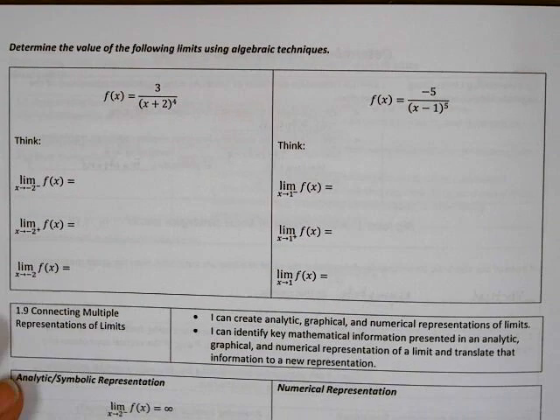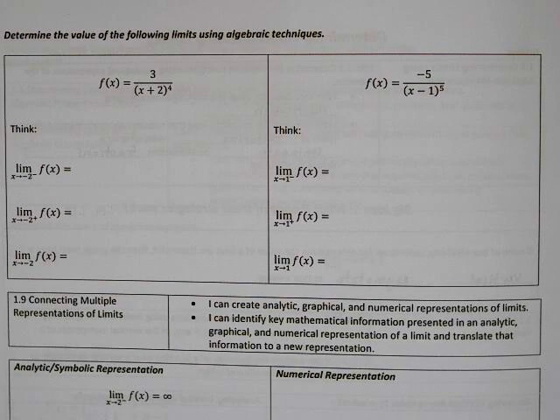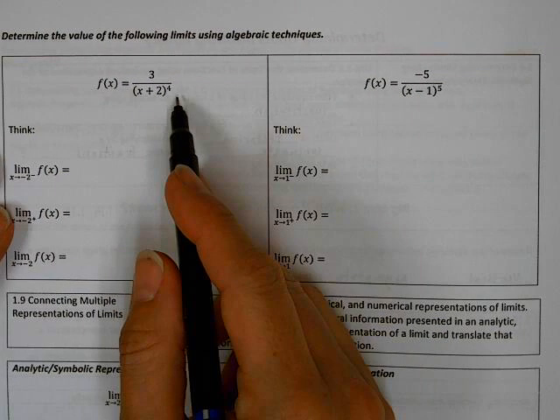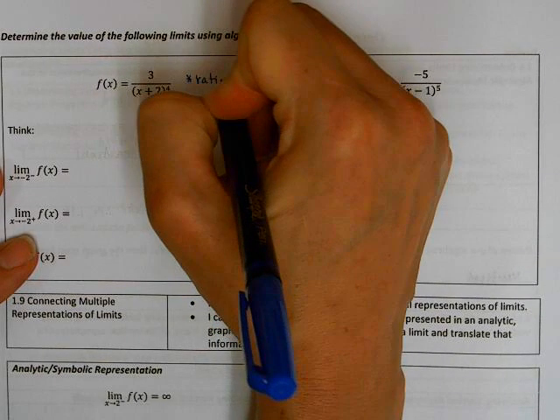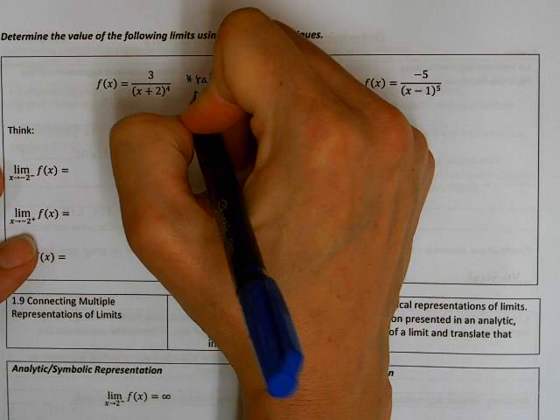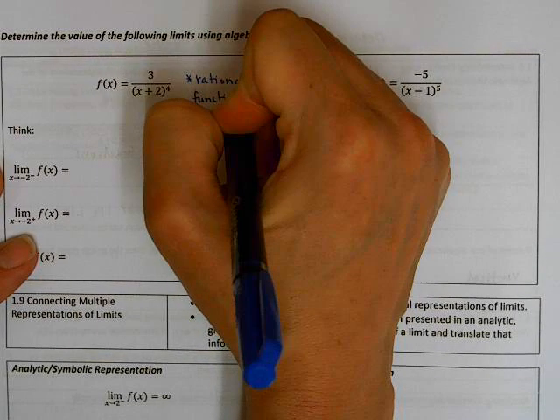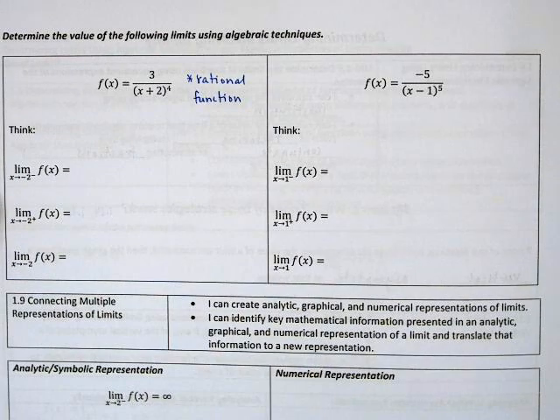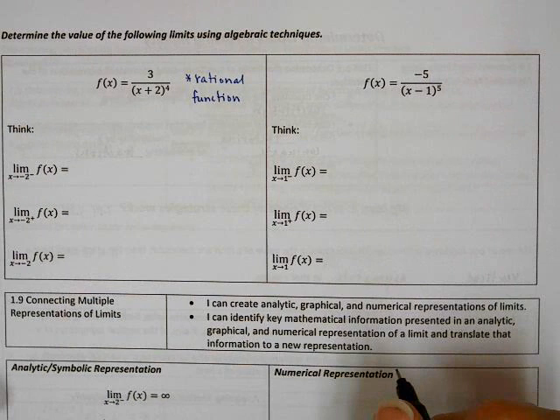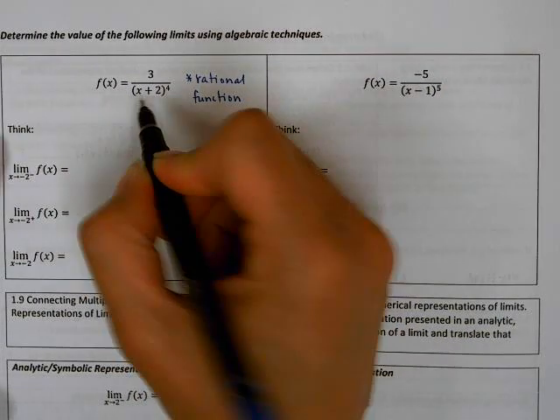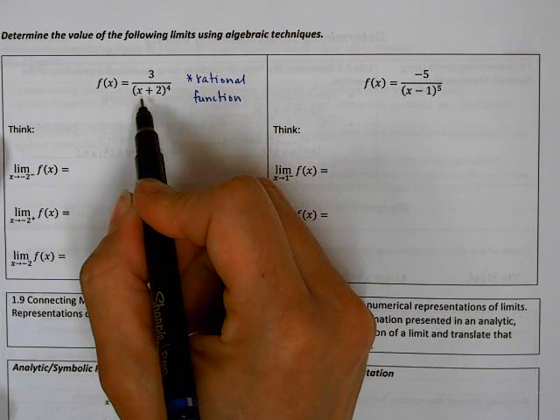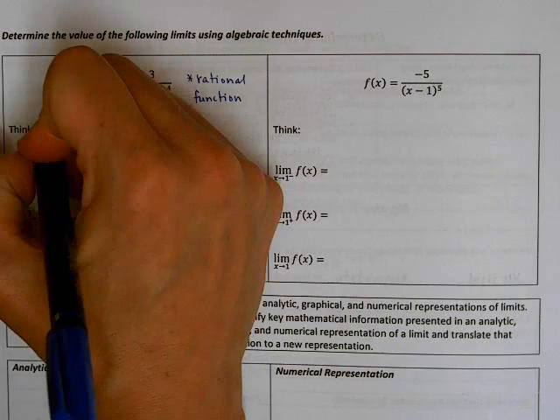So this asks us to determine the value of the following limits using algebraic techniques. So here's how this is going to look. Now, when I see a rational function, I see that it's written as a fraction. The first thing I'm going to think about is where any vertical asymptotes might be. What's going to make this denominator equal to 0? So in my case, I know that there's a vertical asymptote.